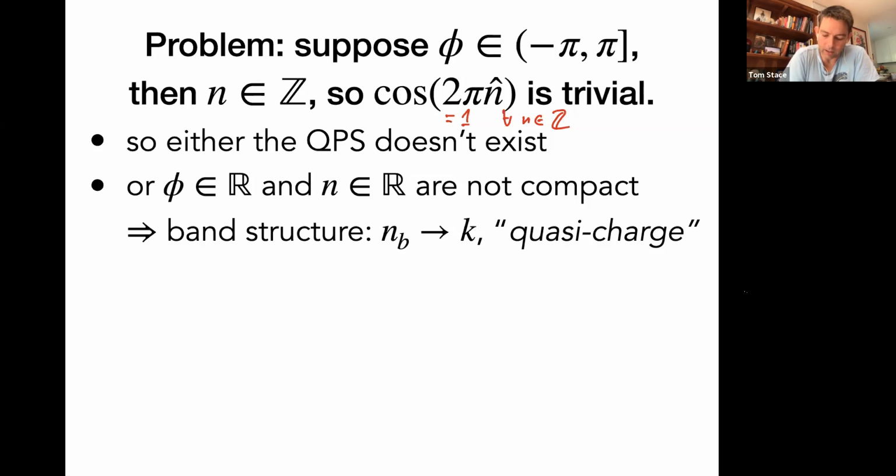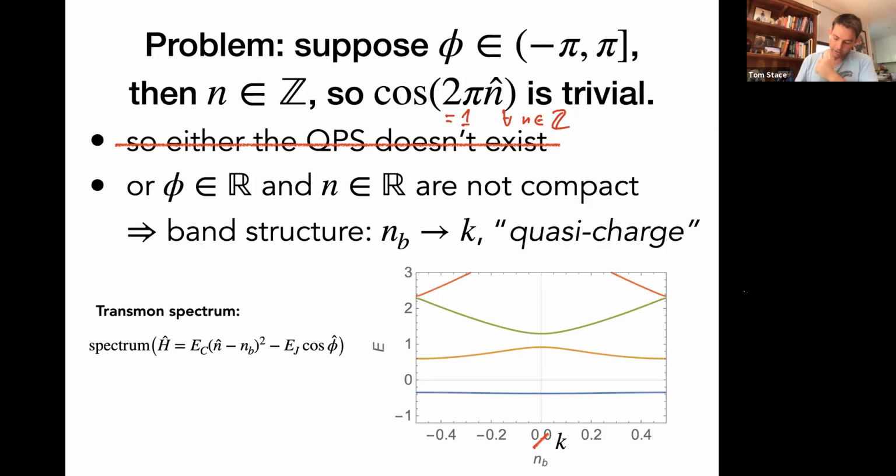And if that's true, then I shouldn't think of cos phi as a trigonometric function of a compact coordinate. I should think of it as a trigonometric function of a non-compact real number. And then instead of having discrete spectra, what I end up with is a band structure. So in that case, I can draw the band structure for the system. Now, thinking about this Hamiltonian down here, where phi is no longer a compact variable, it's now a real number. That is, it takes all the values along the real line, and as does the charge operator n.